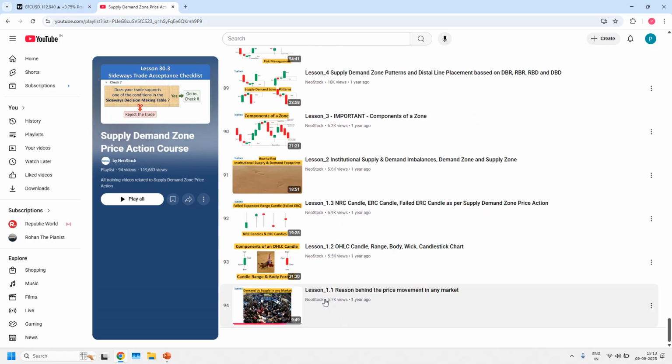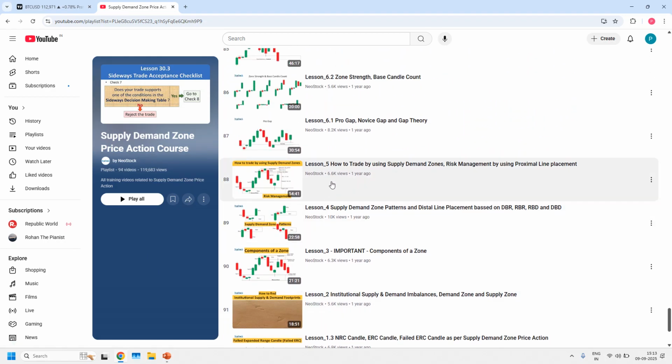Here, starting from lesson 1.1, all the training lessons are placed in order. So complete lesson 1.1, then go to the examples playlist and complete the lesson 1.1 examples. Similarly lesson 1.2, and after that the examples video. Like that you complete up to lesson 5. After that you get into the lesson 5 examples video.